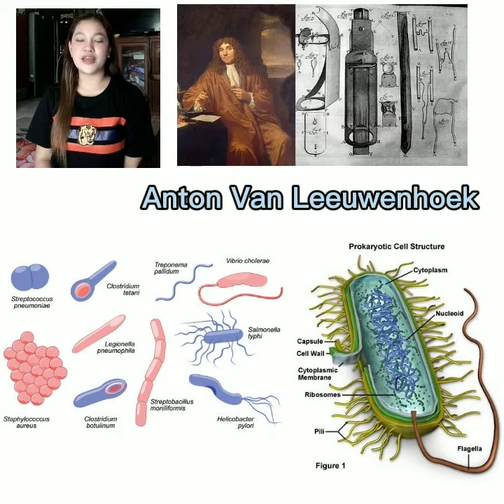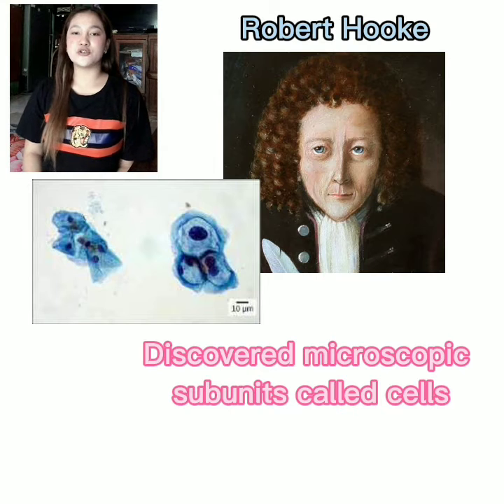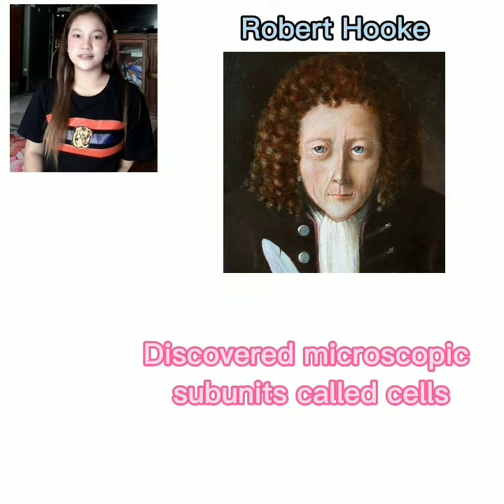Anton van Leeuwenhoek was a Dutch microscopist who was the first to observe bacteria and protozoa. His research on lower animals refuted the doctrine of spontaneous generation, and his observations helped lay the foundation for the science of bacteriology and protozoology. And Robert Hooke discovered microscopic subunits called cells.